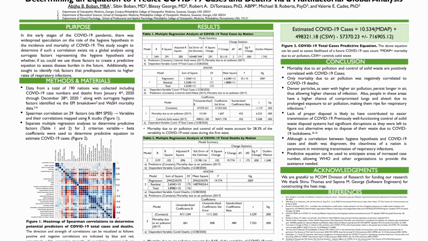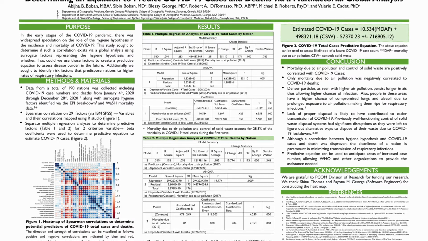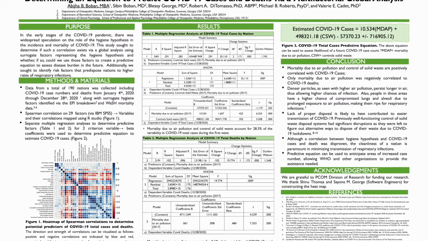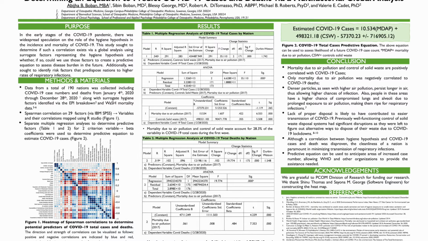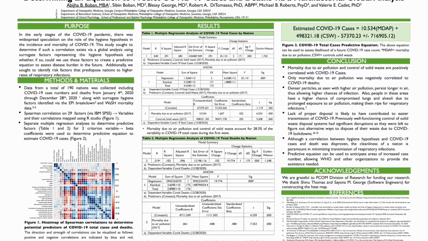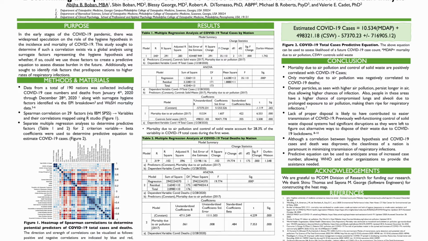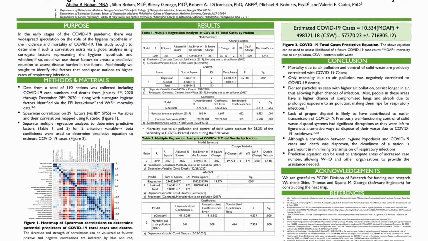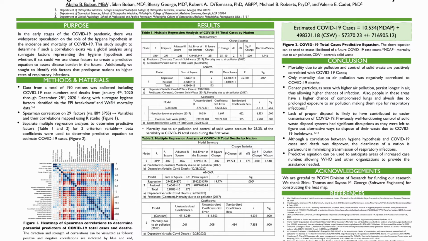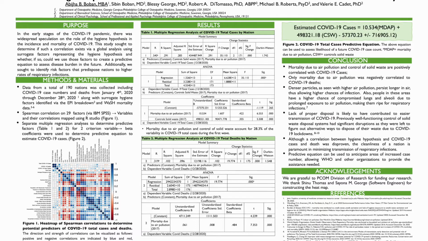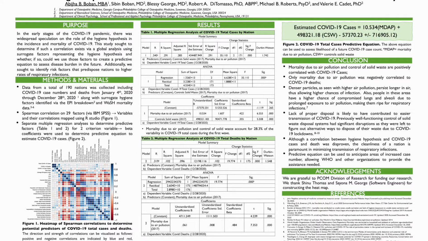The conclusion drawn from this research is that mortality due to air pollution and control of solid waste are positively correlated with COVID-19 cases. Only mortality due to air pollution was negatively correlated to COVID-19 deaths. A couple of theories and other findings explain these results. First, denser particles are seen with higher air pollution and thus can persist longer in the air, which allows for higher rates of respiratory infection transmission.